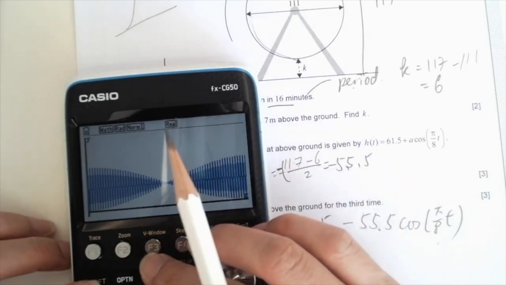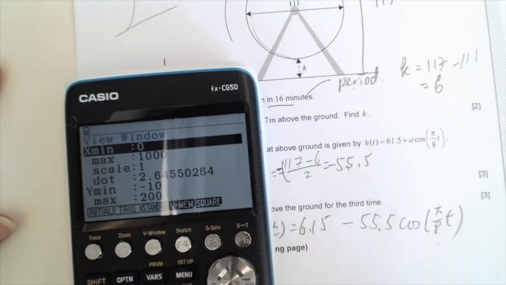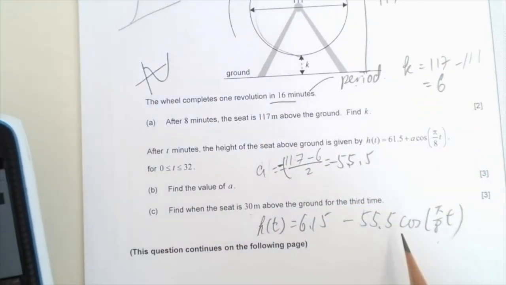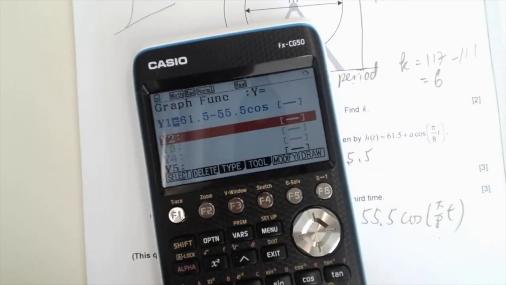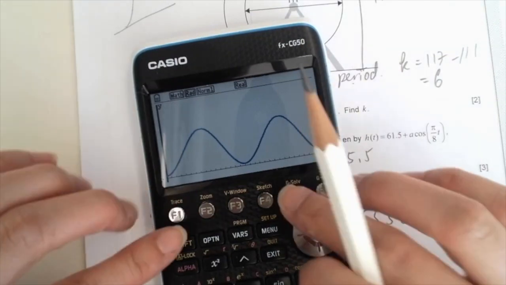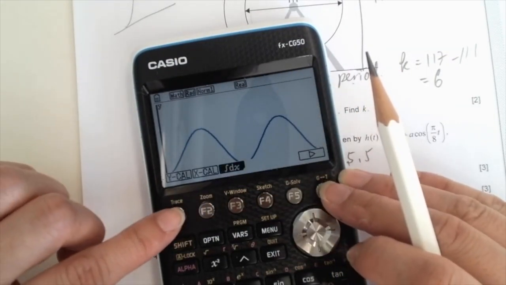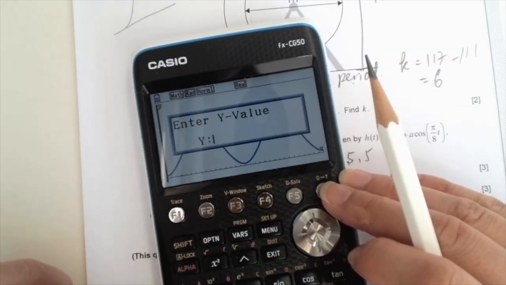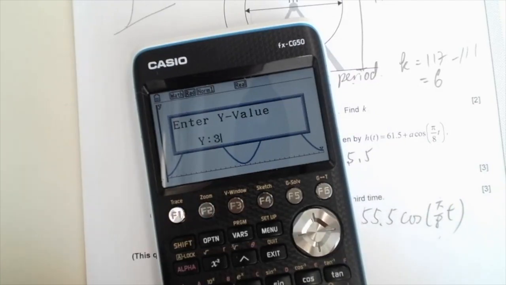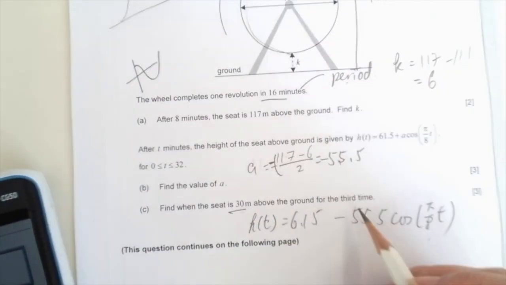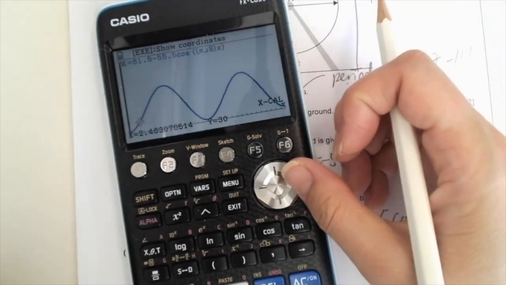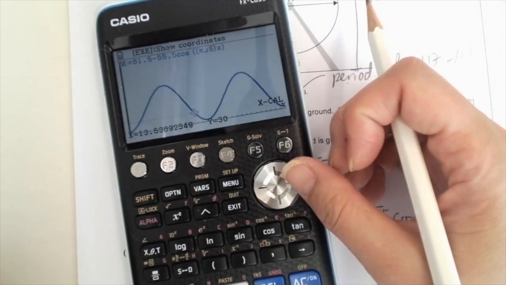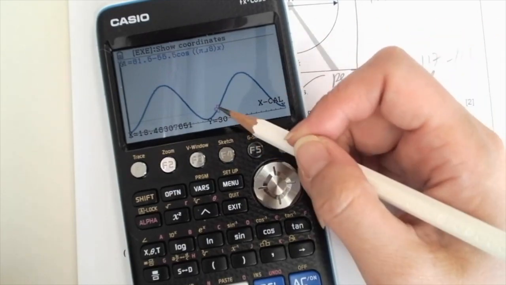Oh, exciting. So double check the window. Do I need that much? Actually, I do not need that much. I need 0 to 32. Now I have a happier curve. Now I need to find the x value when y equals 30, and I want the third time, so I will type in 30 first, second, third. This is the answer.